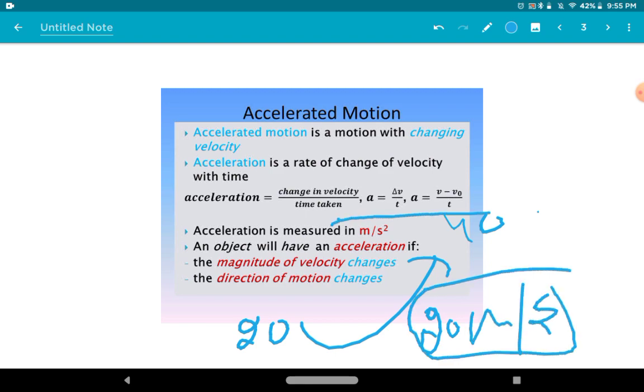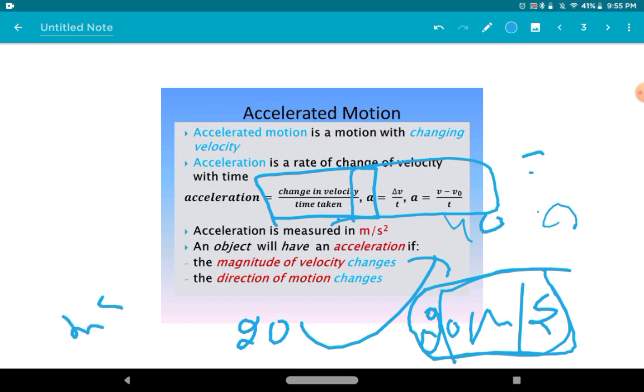So this is the formula to find the acceleration. Change in velocity divided by time is known as acceleration. Like the change in velocity was 20 meters per second, and we divide by the time we have taken, then we will get the acceleration. Acceleration is measured in meter per second square. Like I have written here. If the magnitude of the velocity changes or the direction of the motion changes, there is acceleration.